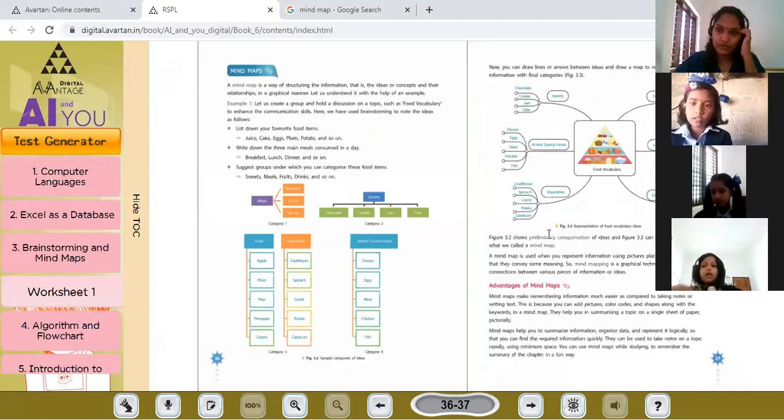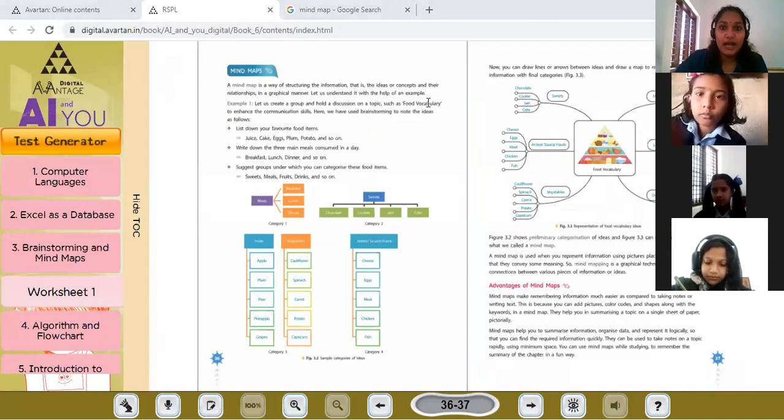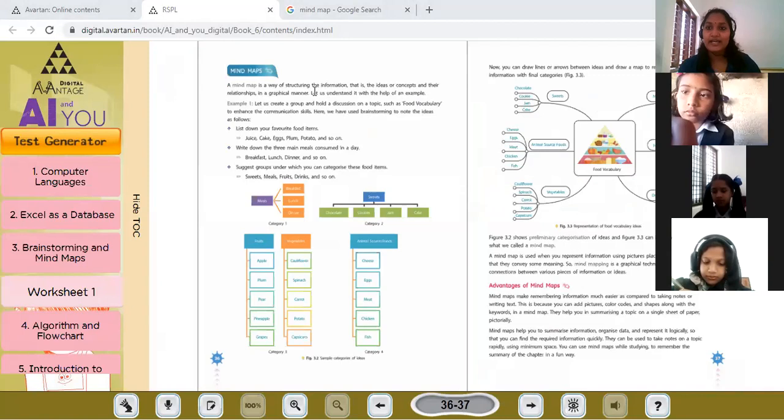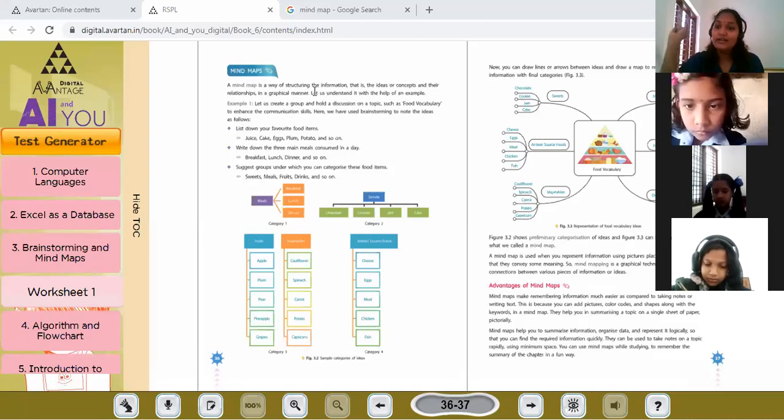Mind maps. So you can see food vocabulary here, right? A mind map is a way of structuring the information, that is the ideas, concepts, and their relationships in a graphical manner. There may be different ideas, different data, or different concepts. We can structure them and we can also represent the relationship between various data.